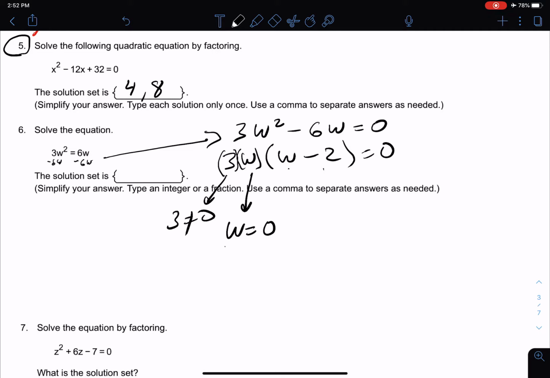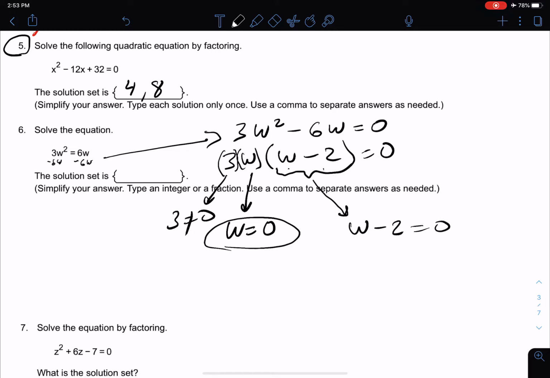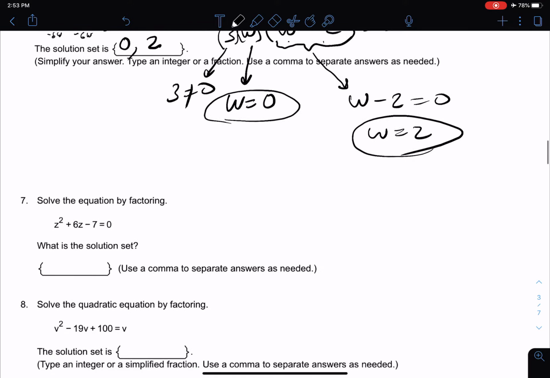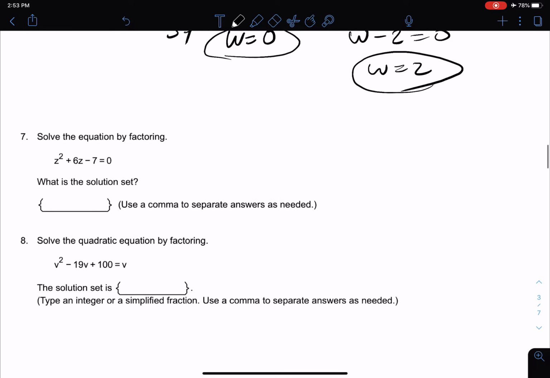So we already have one answer. w equals 0 is going to work. And then let's take a look at what makes this factor equal 0. So w minus 2 equals 0. So w equals 2. So we actually got three answers. Oh, no, two answers. Sorry about that. We just got two answers, 0 or 2. And then we move on. So this is now number 7. Let's see how much space I have to operate.